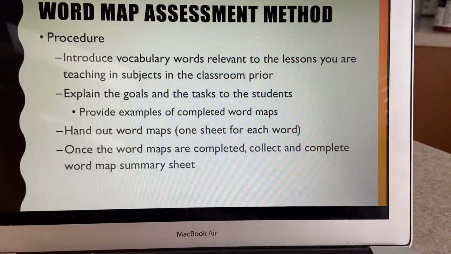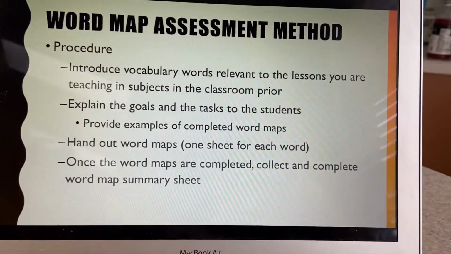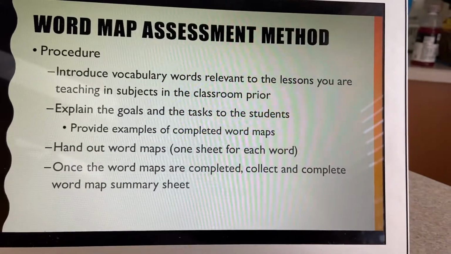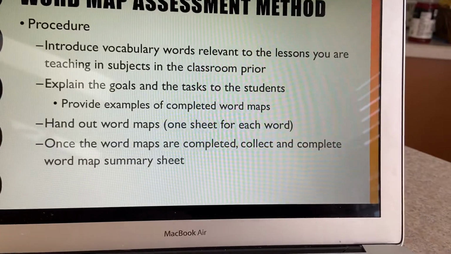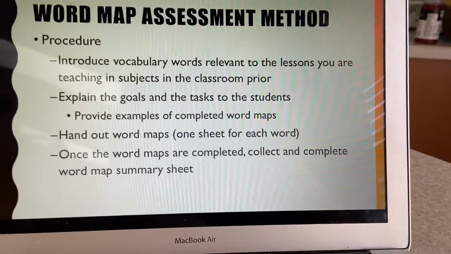The procedure is to introduce vocabulary words relevant to the lessons you are teaching and subjects in the classroom, and you're to do this prior. Explain the goals to the children. Why are they doing this? Provide examples of completed word maps. That way they know what they're doing.